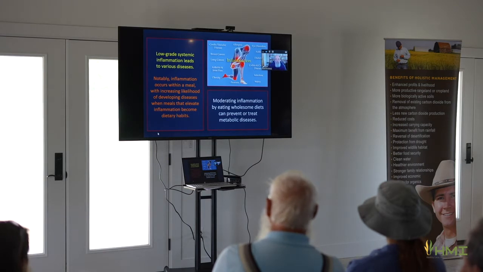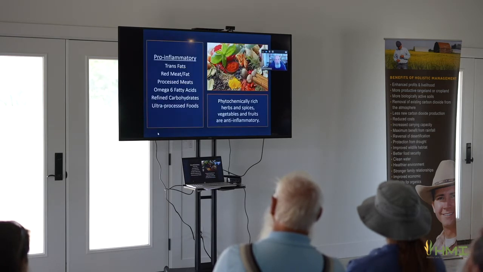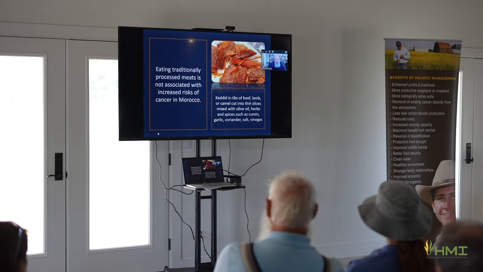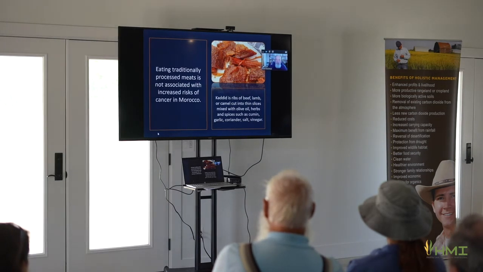This low-grade systemic inflammation leads to a variety of different diseases, and we can moderate inflammation through the kinds of diets that we eat. Some foods are pro-inflammatory, including red meat, especially due to saturated fat in meat. But we know phytochemically rich herbs and spices, vegetables, and fruits are anti-inflammatory. That helps to explain, in part, research findings in Morocco, where eating processed meat is not associated with increased risk of colon cancer. They're arguing the reason is probably how they process their meat. They do it with olive oil, herbs, and spices such as cumin, garlic, coriander, salt, and so forth. So they're using anti-inflammatory compounds to process their meat.